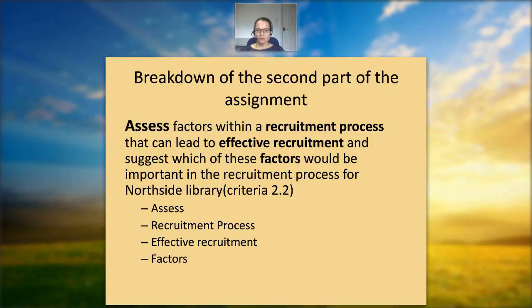Because with recruitment, one size does not fit all in terms of the processes, the selection. We touched on this last week.